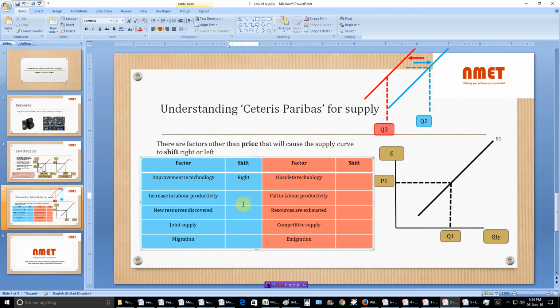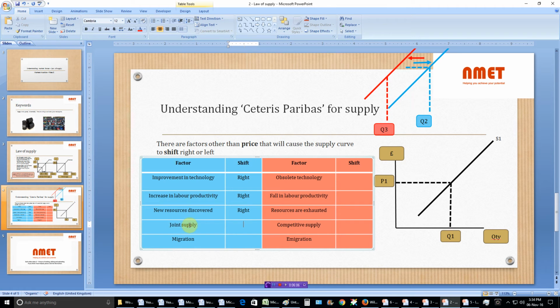If labor productivity improves, so workers are producing more, what happens to the total supply? Increases or decreases? Total supply increases, and the supply curve shifts to the right. Well done. If we found new resources, let's say shale gas in the UK, what will happen to the supply of energy or of shale gas? There'll be more supply, so it goes to the right.